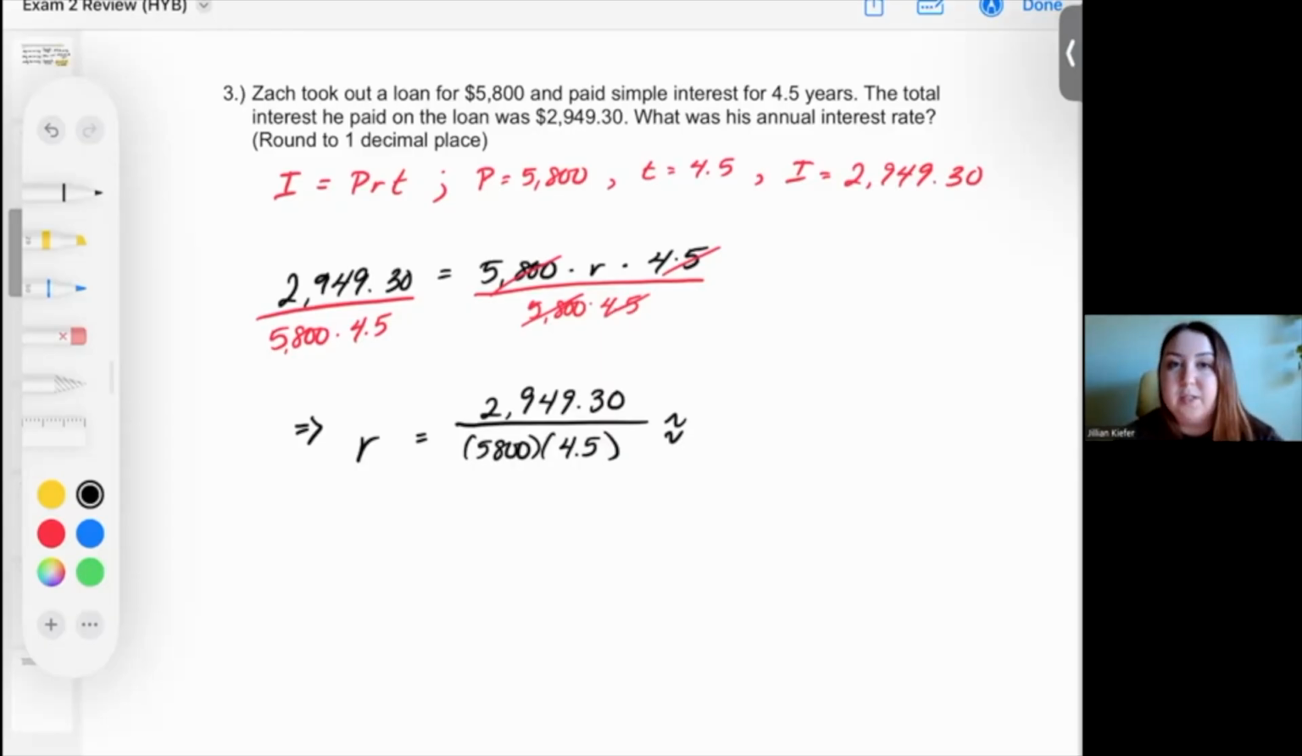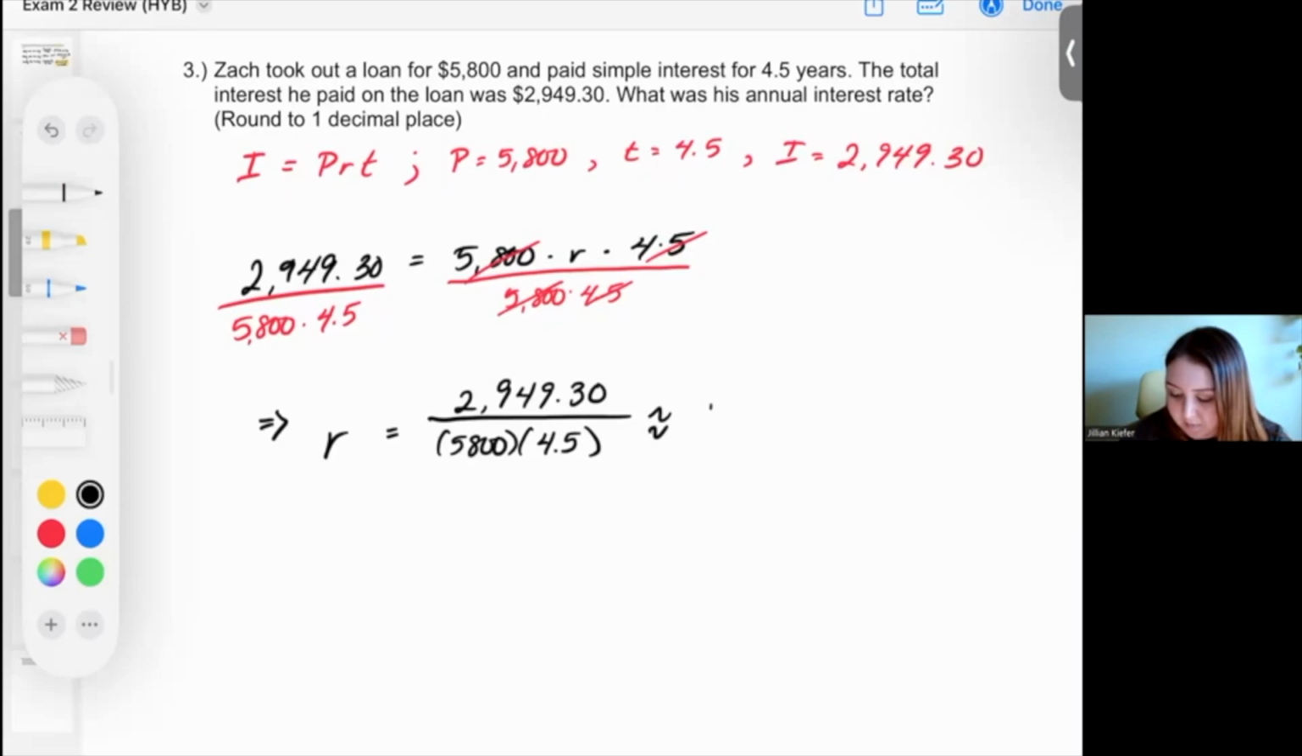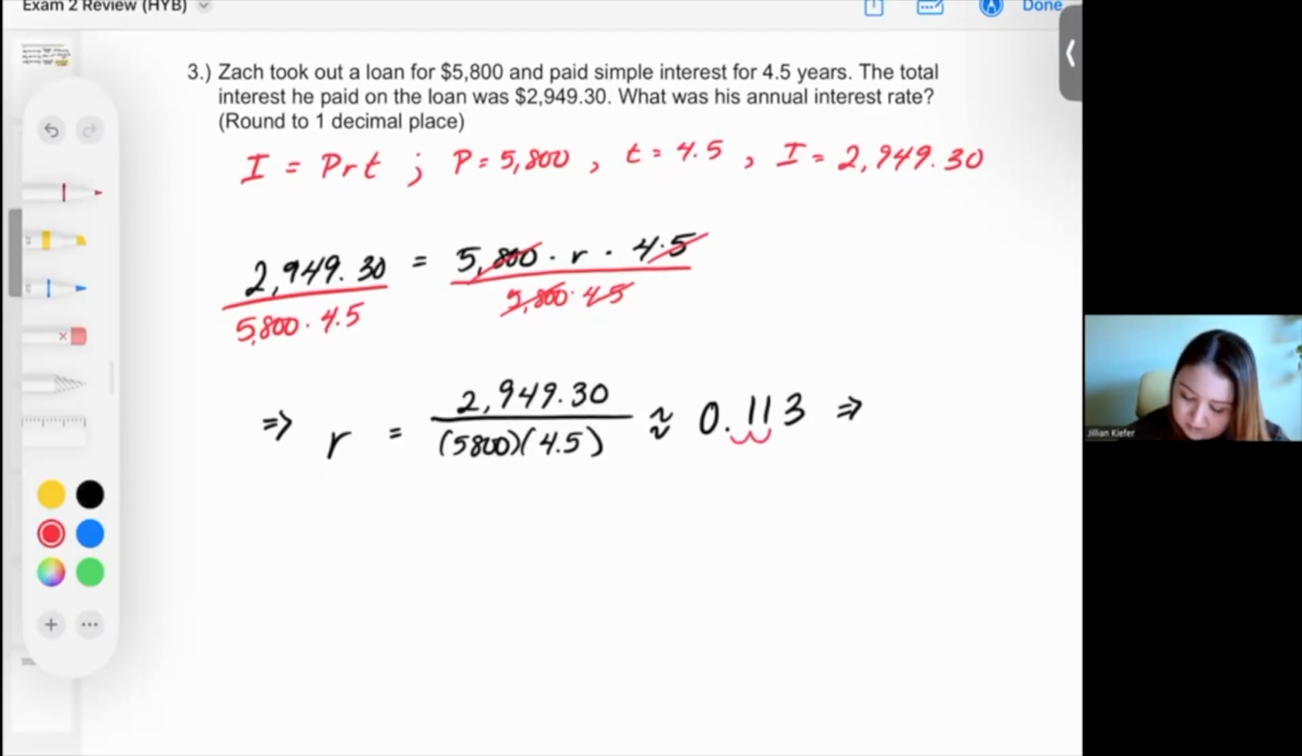Now remember, we need to turn this number back into a percentage for our final answer because the annual interest rate is given in percentage. So when we get this value, it's going to end up being 0.113 or about that value, which in percentage, we take that decimal place, move it 2 spots to the right, and our answer would become 11.3%.